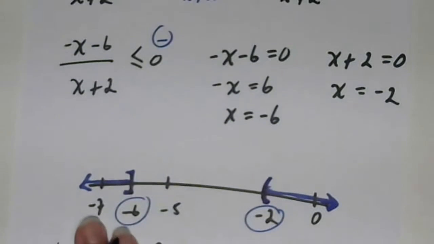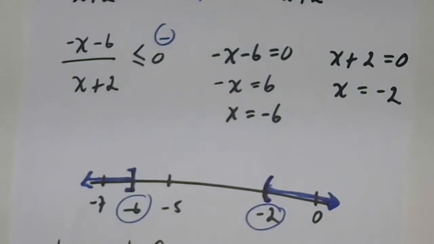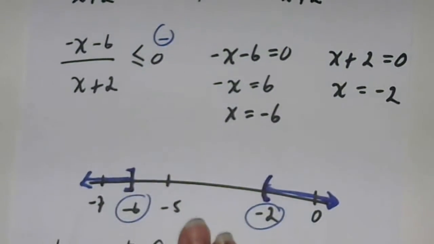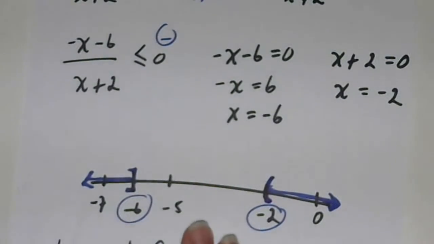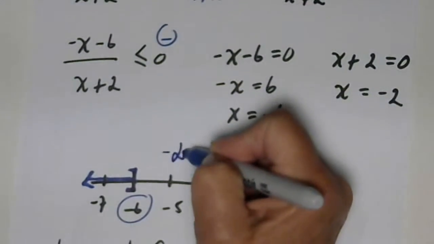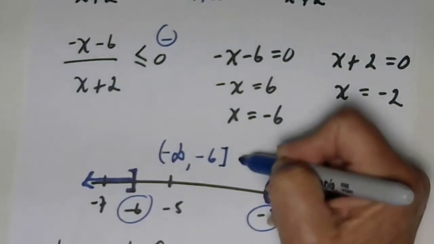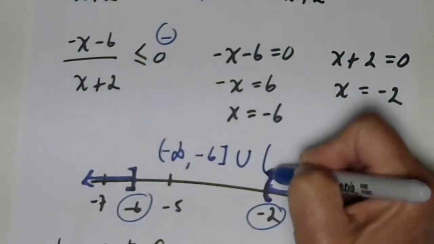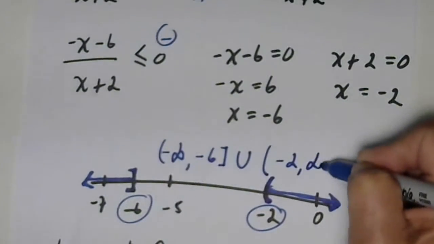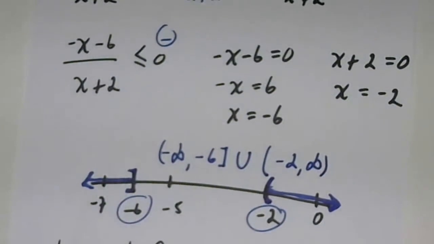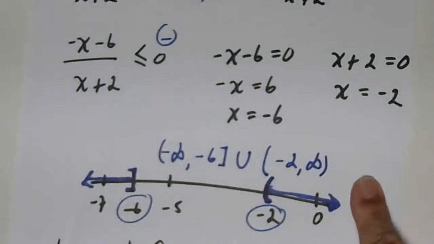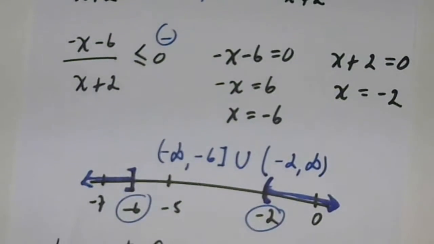Finally, we have our solution written in graph form, number line form. Let's put this information in interval notation. We have -infinity to -6, bracket, union, parenthesis, -2 to infinity. And that would be the same information written in interval notation.